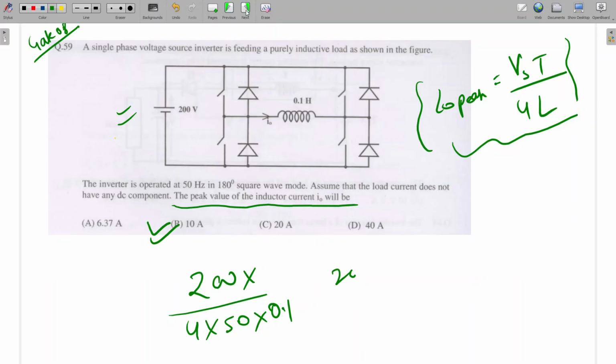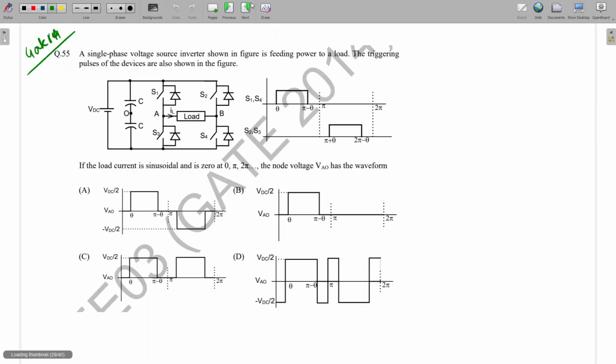Moving to the next question. This is a good question. See, 2014. So this inverter is given. Okay. And S1 and S2, these are triggering pulses to S1 and S4, and S2 and S3 is given. They are telling that the load current is sinusoidal, 0 at pi, 0, pi, 2 pi. Okay. So the sine wave will be like this. This is the load current.